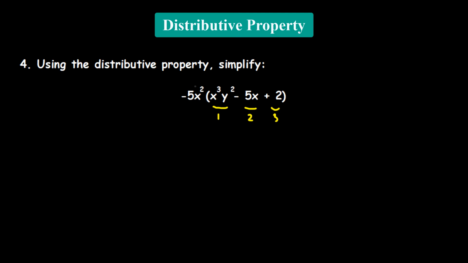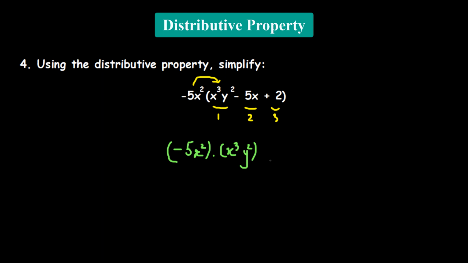So let's begin with the first term. To find out the first term, we're going to multiply negative 5x squared to the first term, which is x cubed y squared. So that's going to give us negative 5 x squared, so let's put it within parentheses, multiplied to x cubed y squared. So this will be our first term.